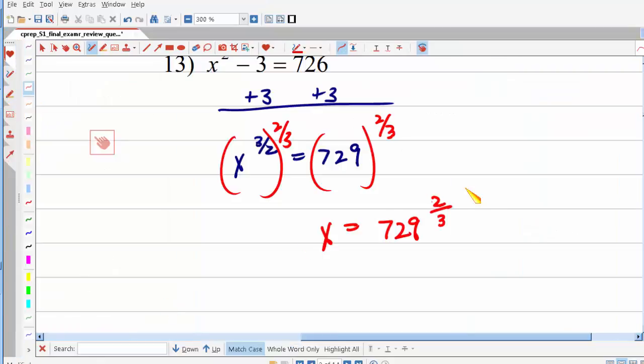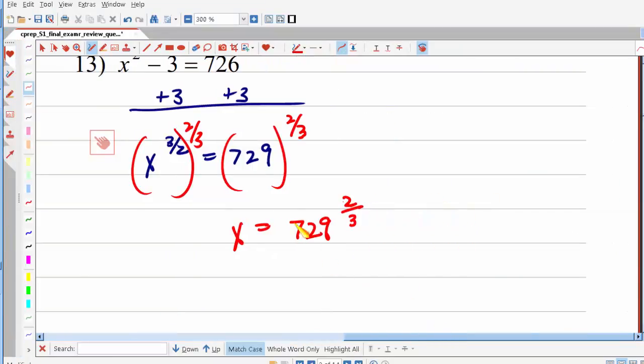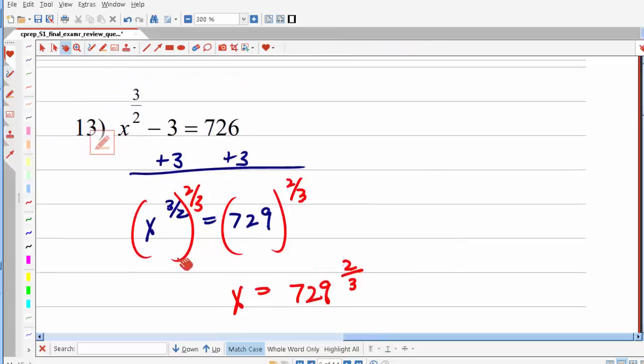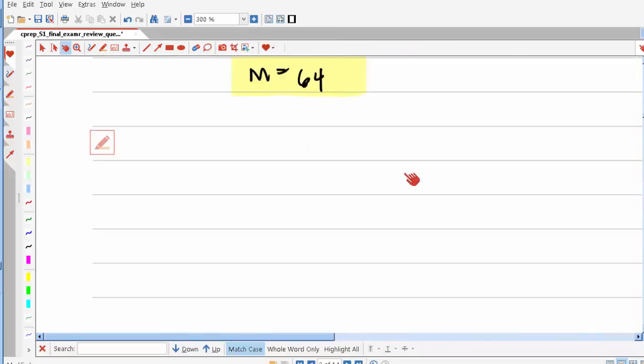All right, so 81 is going to be your answer. So you get x equals 81. Okay, so that's 13.